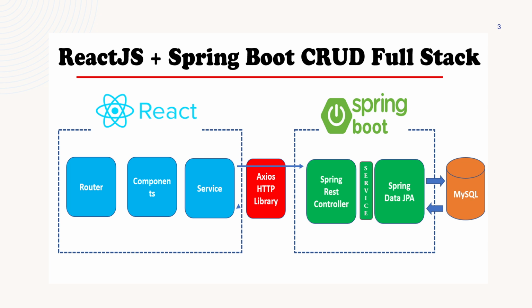In a service class, we have something called axios, which will interact with the Spring Boot. Okay, so this axios is an HTTP library. It also has get, post, put. You are making a call from the React.js service class to the controller.